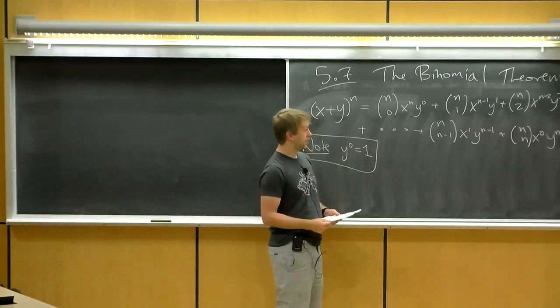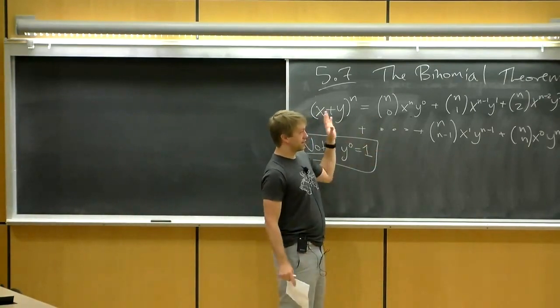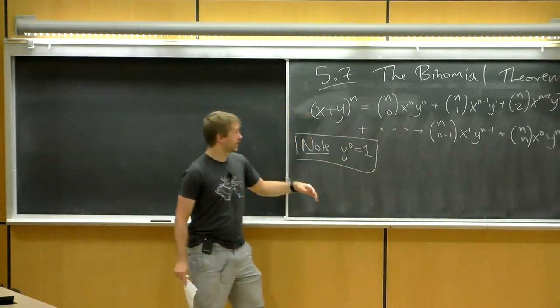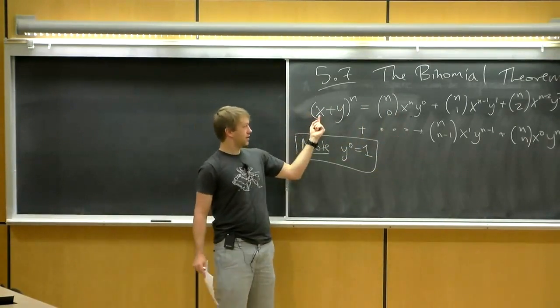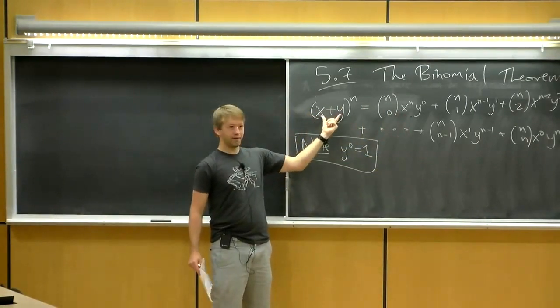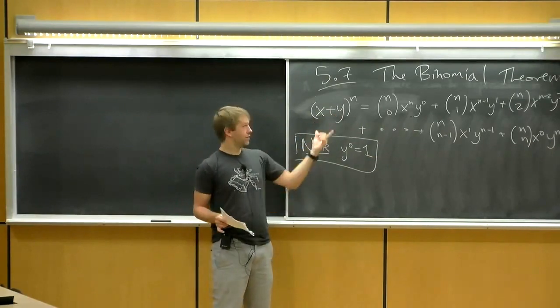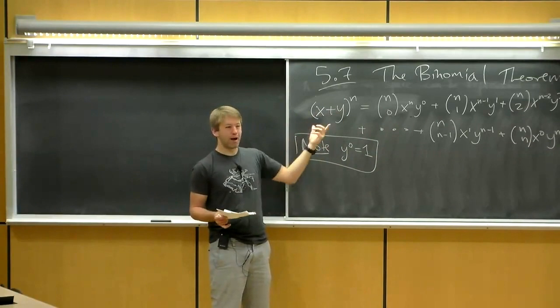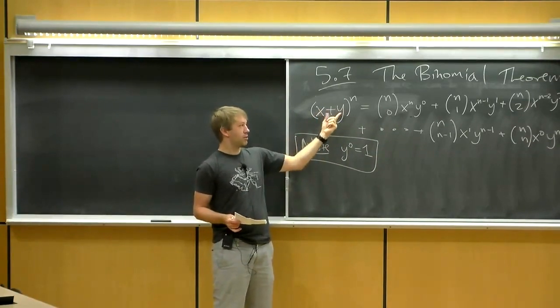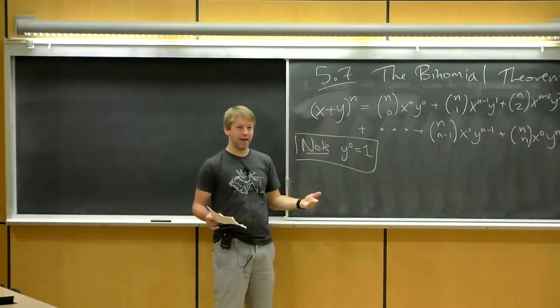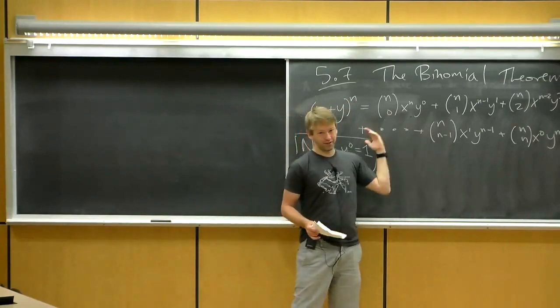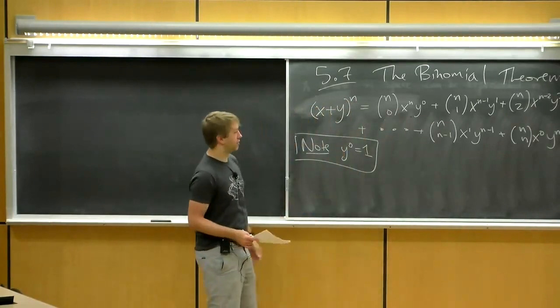So this is known as the binomial theorem. It's called binomial because if you have two terms like this, x plus y, you can call that a binomial. And then we take a binomial to the power n, and when you expand it, these coefficients show up.